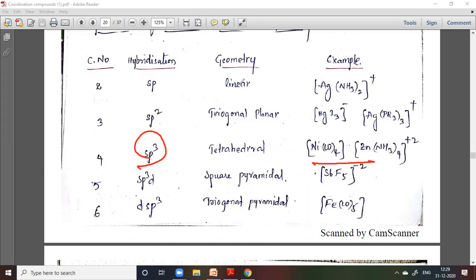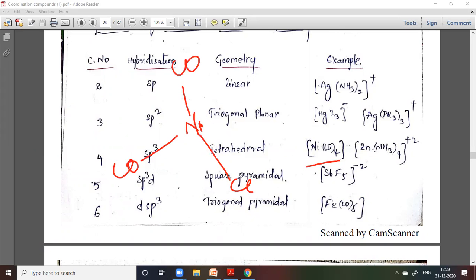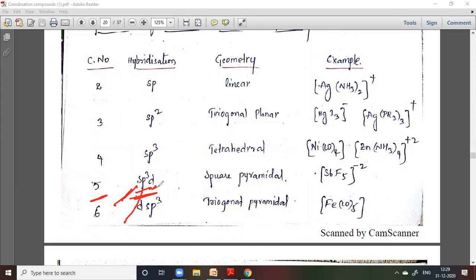These are the examples. For example, nickel tetracarbonyl. That means nickel is the central metal ion, and carbonyl ligand, carbonyl ligand, carbonyl ligand will be like this. So tetrahedral structure. And next, if it is 5, that is sp3d, you can count the 1 s, 3 p orbitals and 1 d orbital, total 5.